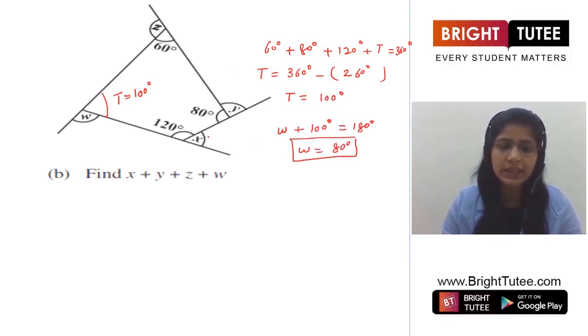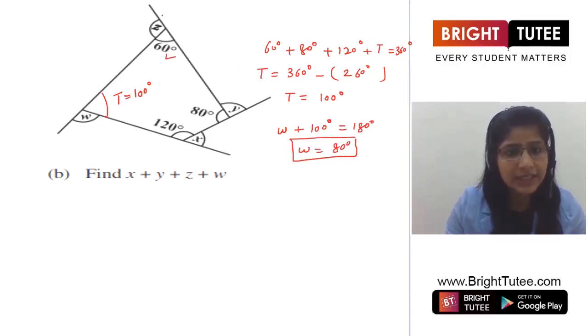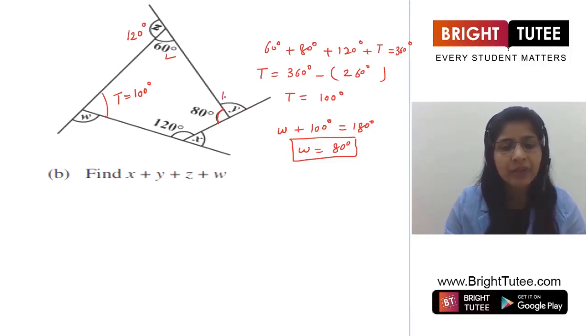Let us solve the other ones in the figure itself. If this is 60 degrees, the complete is 180 degrees. So z will be equal to 120 degrees. If this is 80 degrees, what about y? Y will be 100 degrees.